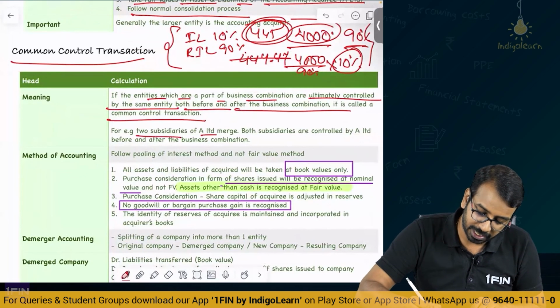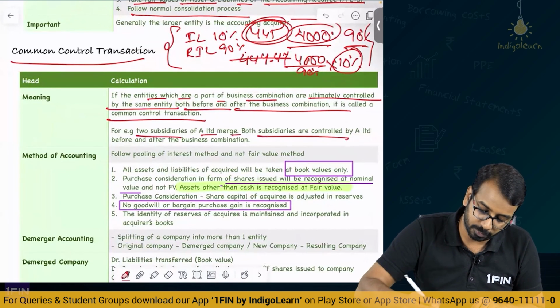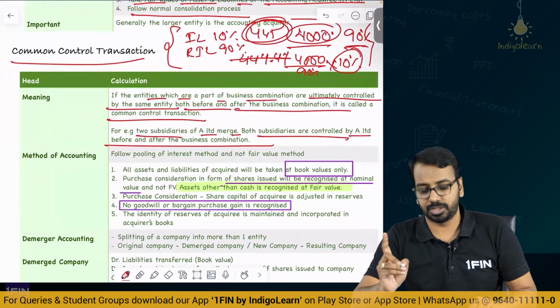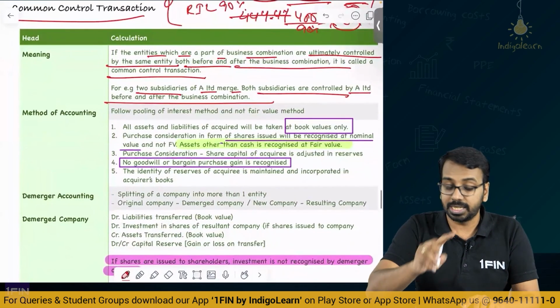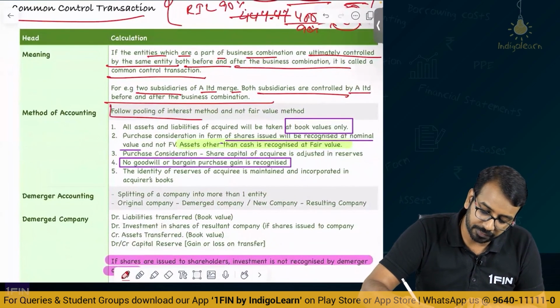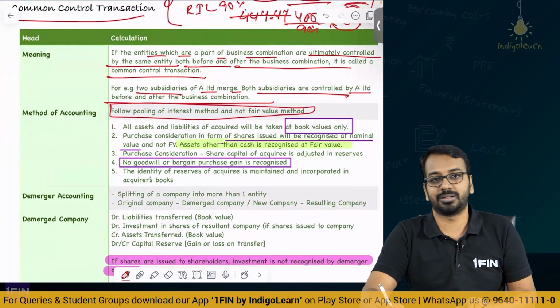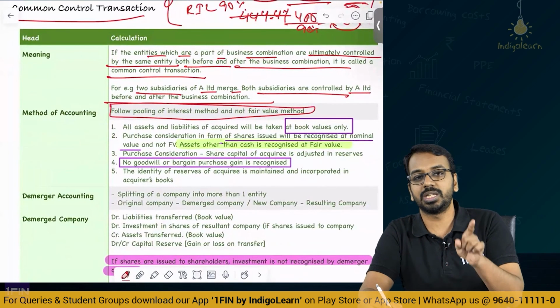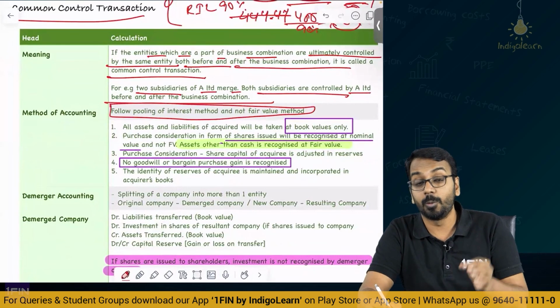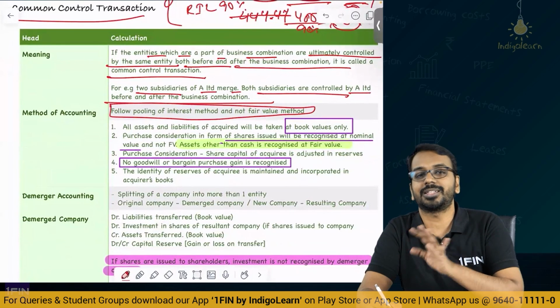Two subsidiaries of A Limited merge, both the subsidiaries are controlled by A Limited before and after the business combination. Very simple example. Now, what changes here is you will follow the pooling of interest method and not the fair value method. So far everything we have done using the fair value method. Now, what we will do? We will do the pooling of interest method.